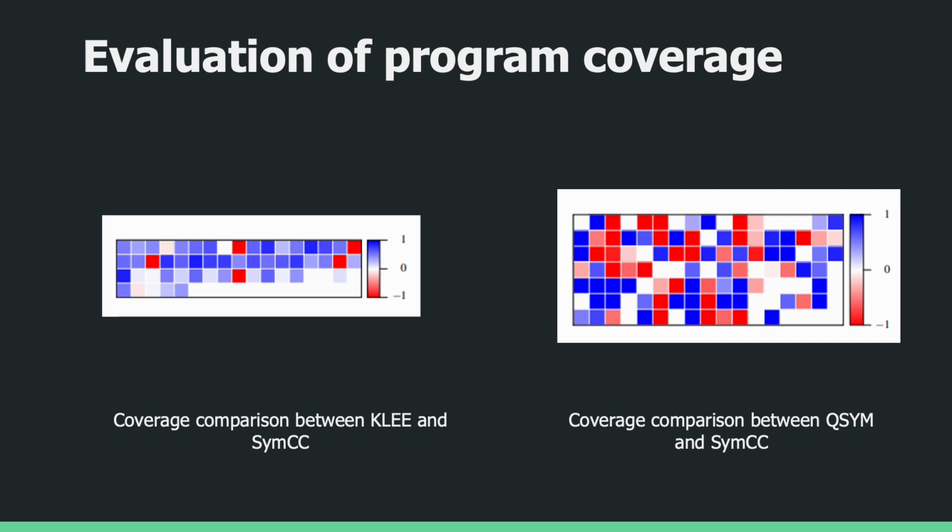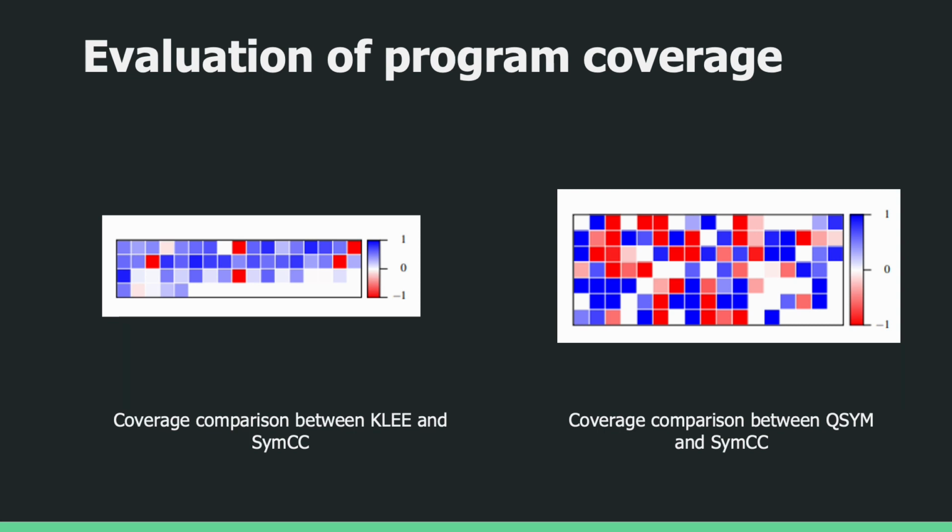Now the next thing is program coverage. How many more paths does SymCC cover? In order to read these graphs, I'll give you a simple metric: the bluer a square on the graph is, the more paths SymCC covered for that program. And if it is red, that means that KLEE or QSYM covered more paths in the program.